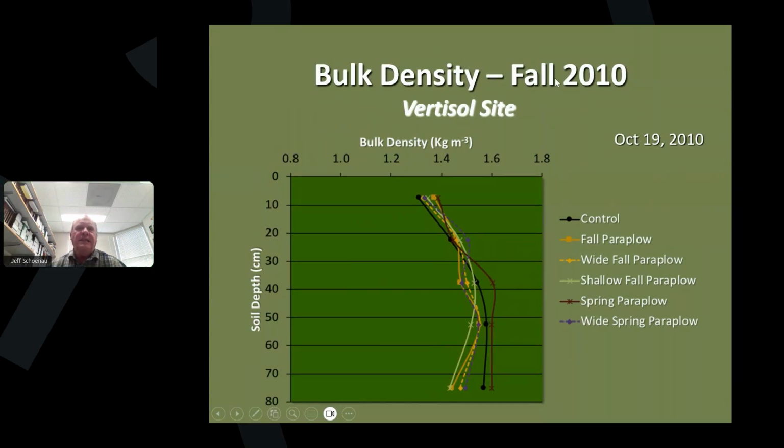When we measured this again in the fall at the heavy clay site, and this was a really wet season, actually you can see there those differences in bulk density that we saw in the spring actually had largely disappeared by the fall in that heavy clay site. And it was really wet, heavy clay. It seemed like under those conditions, the effect of that operation really didn't last.